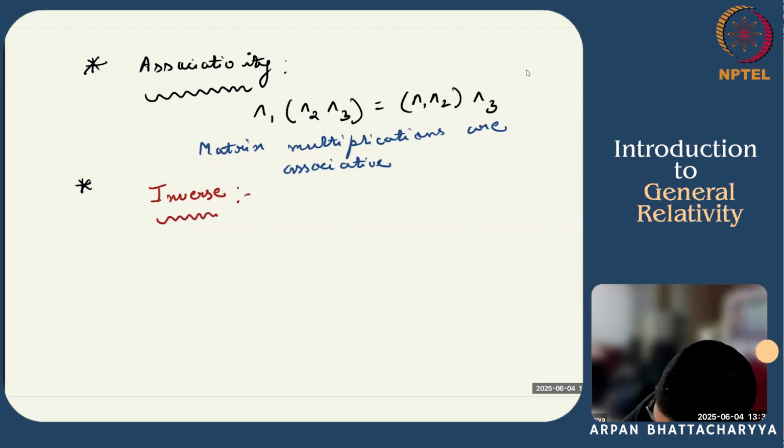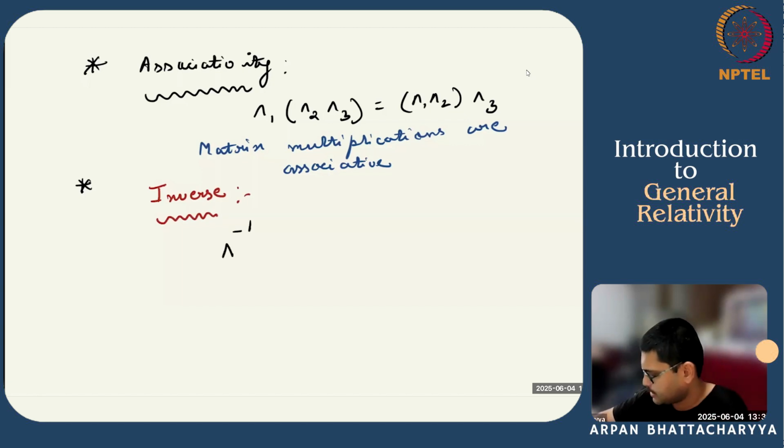So let's denote the inverse by lambda inverse, and we have to show that it satisfies the defining relation of the Lorentz transformation. The inverse transformation.